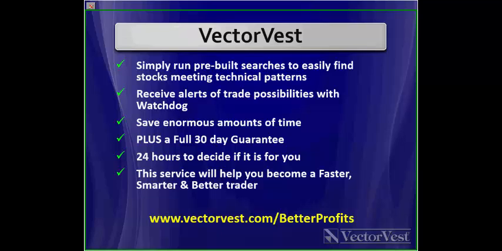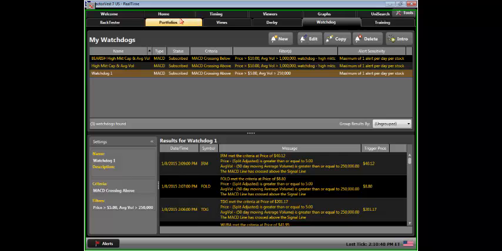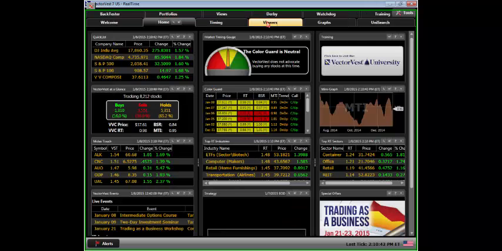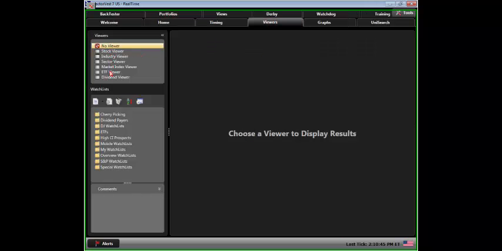Jiz says, is this for stocks only? Let me show you in VectorVest. We've got stocks, ETFs, indices. So it's not just for stocks, but we don't have things like futures and things like that.